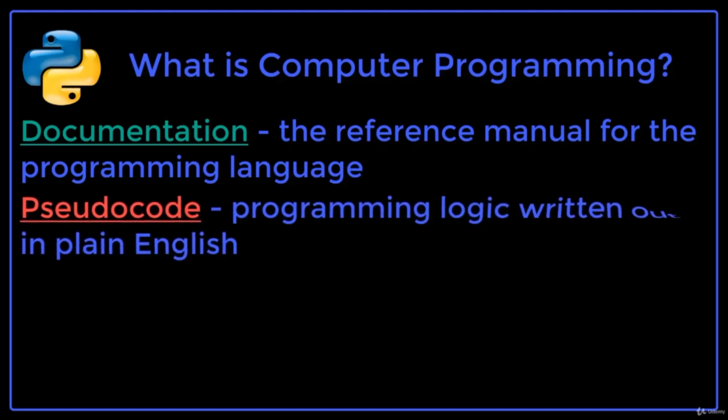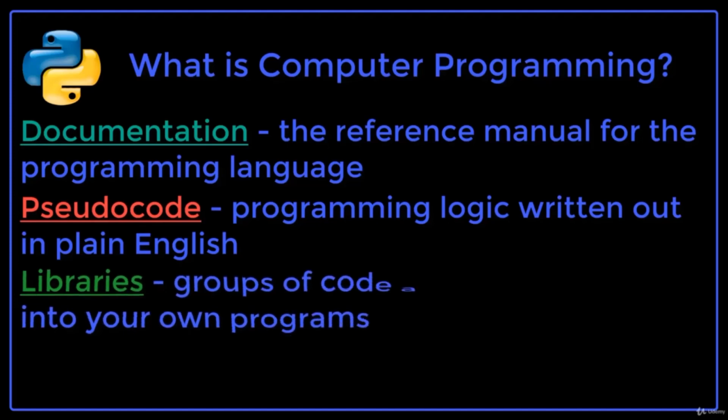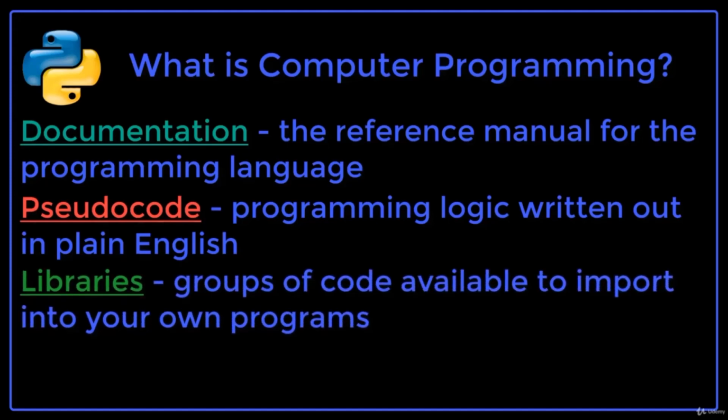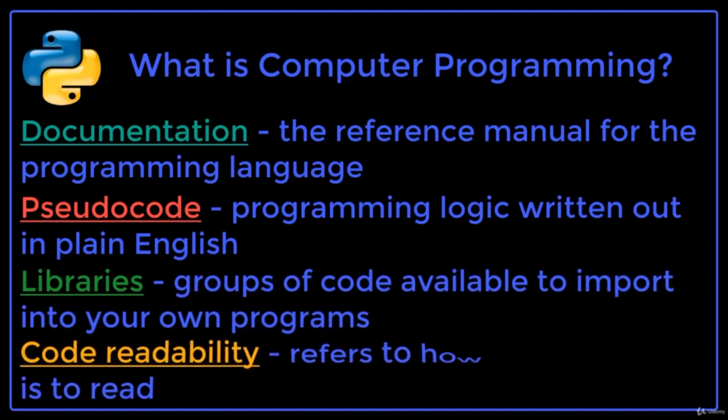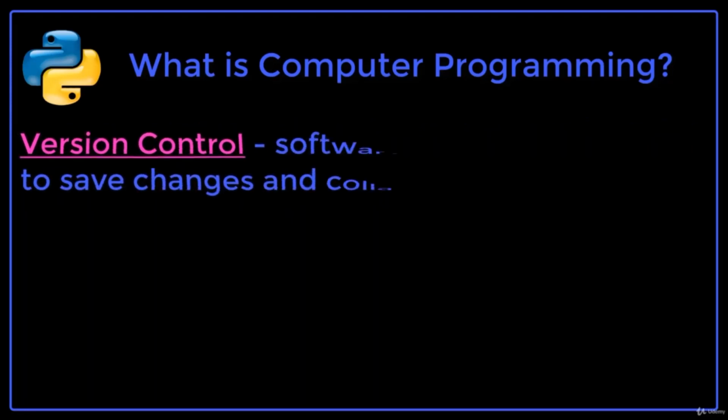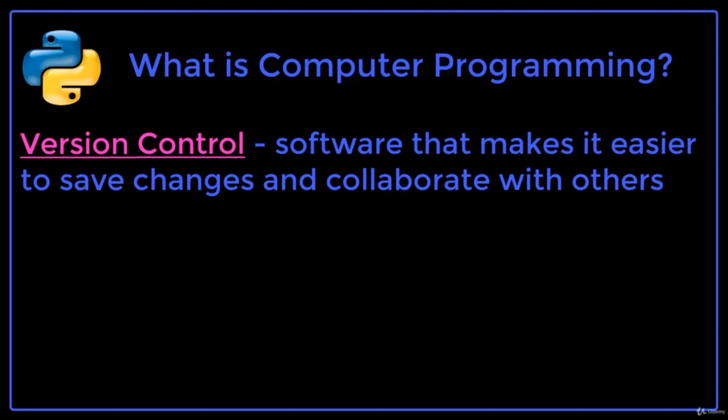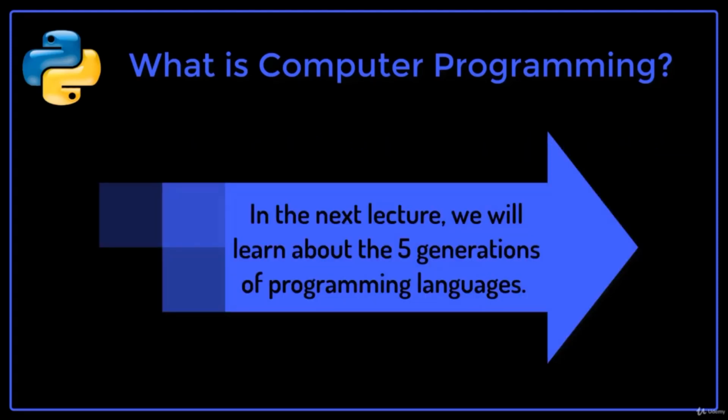Pseudocode is programming logic written out in plain English. It allows us to plan out our code before we write it. Libraries are groups of code available to import into your own code. Code readability is a term that refers to how easy the code is to read. Version control is software that makes it easier to save changes and collaborate with other developers. In the next lecture, we will learn about the 5 generations of programming languages.